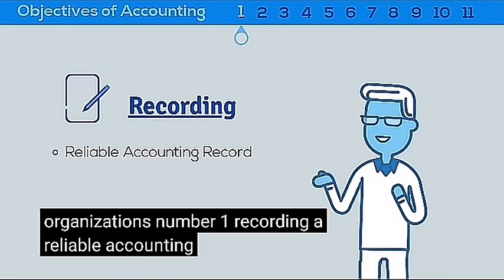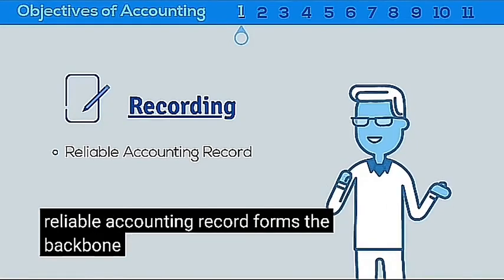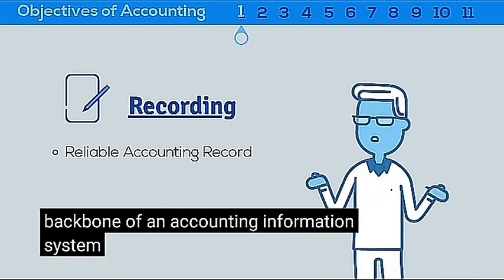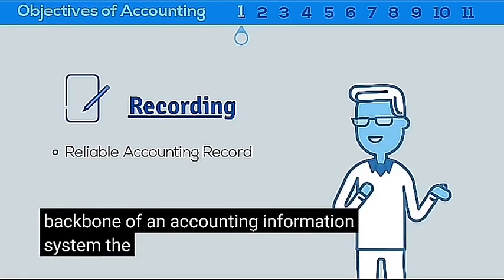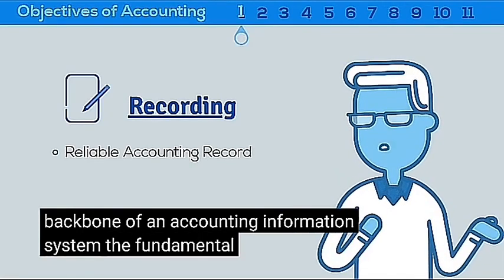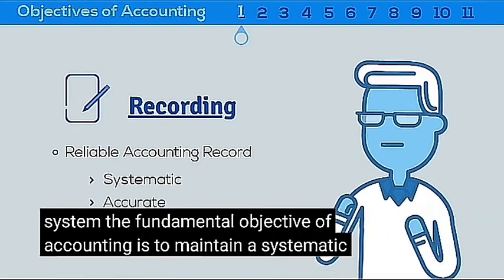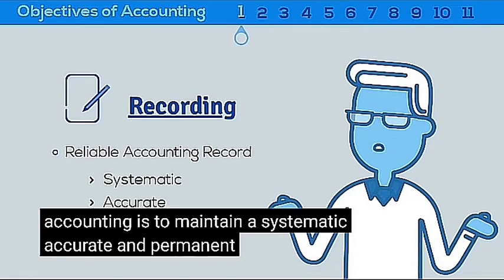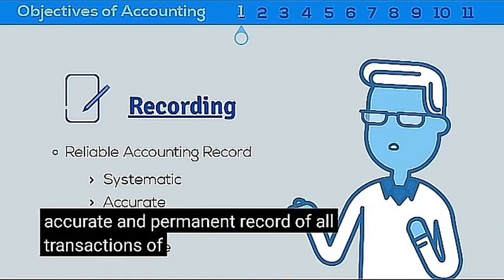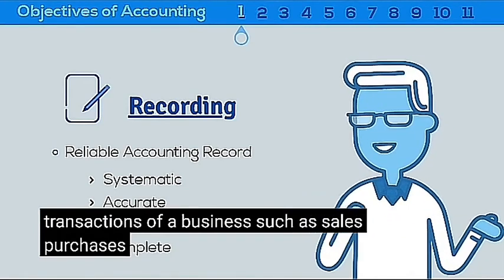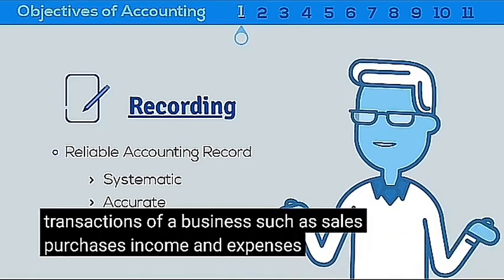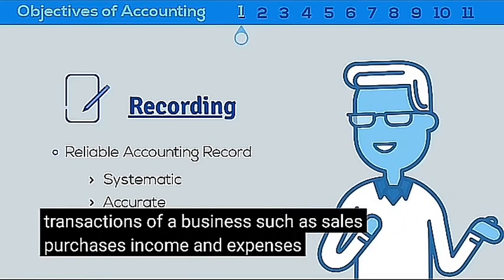A reliable accounting record forms the backbone of an accounting information system. The fundamental objective of accounting is to maintain a systematic, accurate, and permanent record of all transactions of a business, such as sales, purchases, income, and expenses.